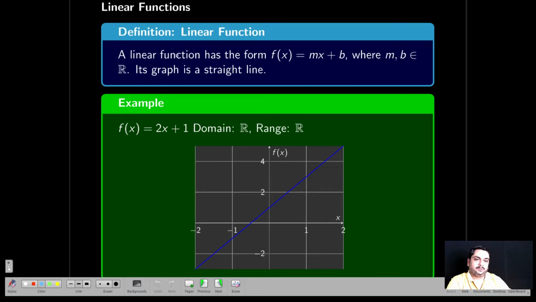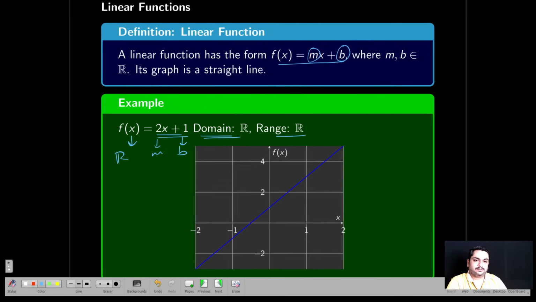So the definition of the linear function: you write it as mx plus b, where b is the intercept and m is the slope of the line. For example, 2x plus 1: m is 2, and the intercept b is 1. If you observe the curve, what is the domain? The domain is what the x values can take, any real numbers, right? I can give any real number. Range.